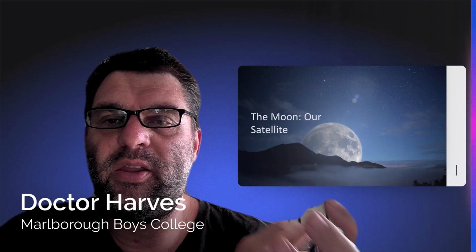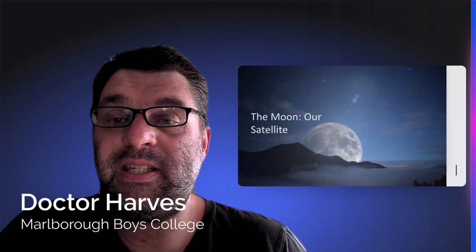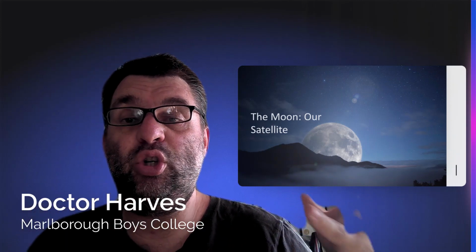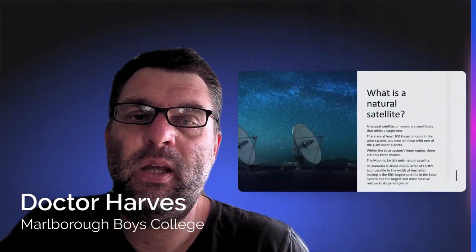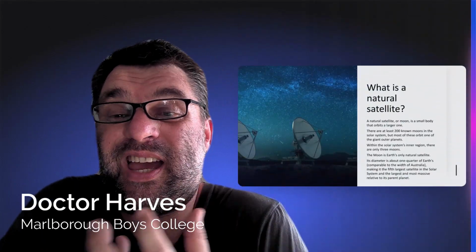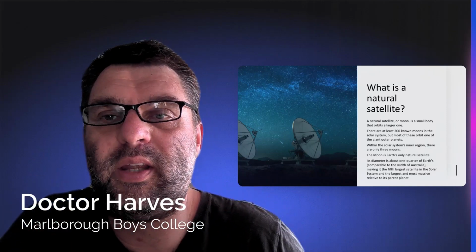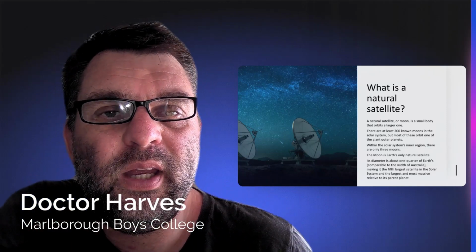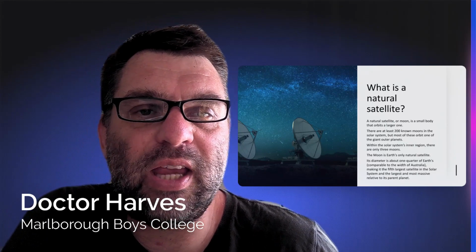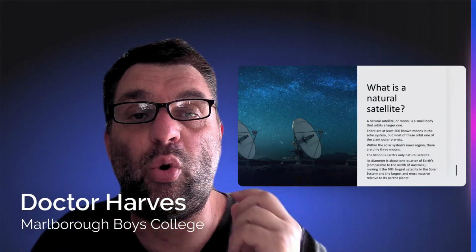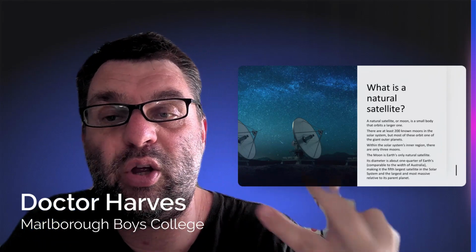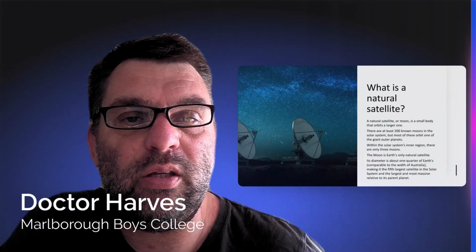Today we are looking at the moon again and basically introducing you to our own satellite. Okay, so first, what is a satellite, and more importantly, what is a natural satellite? A natural satellite, such as the moon, is a celestial body which is small and orbits a larger one. So the Earth is large and the moon is small.